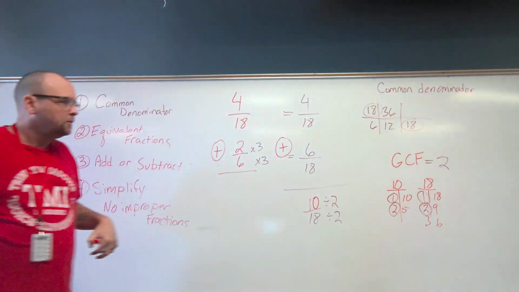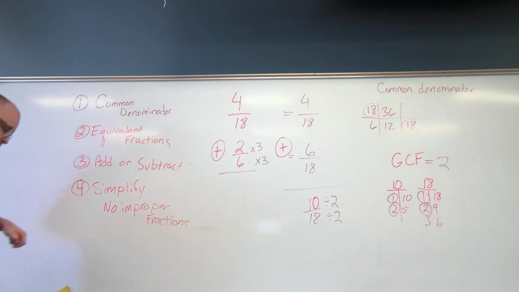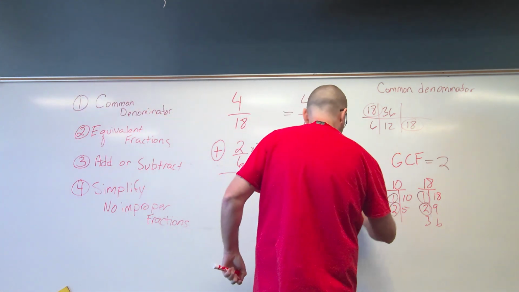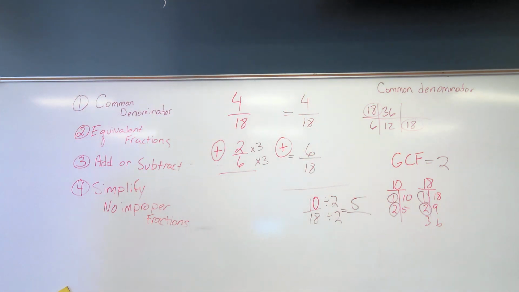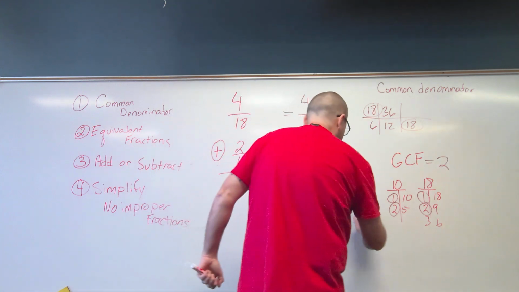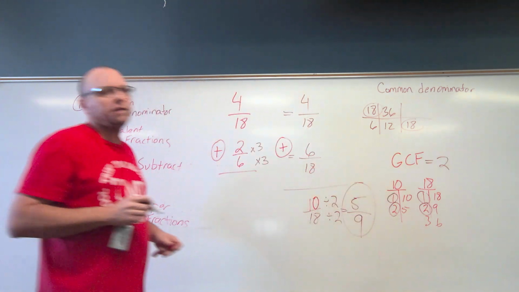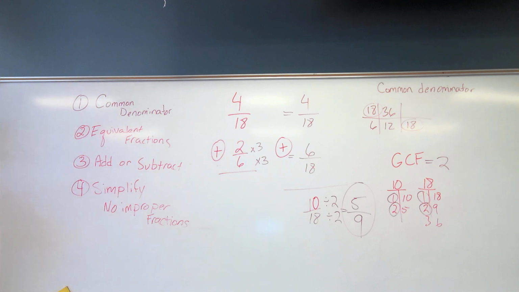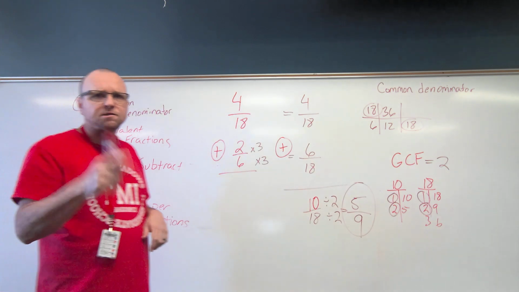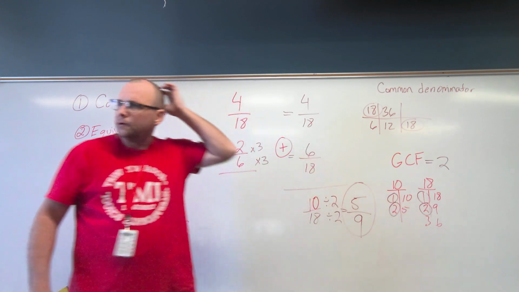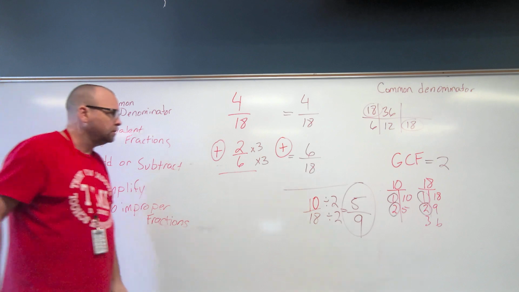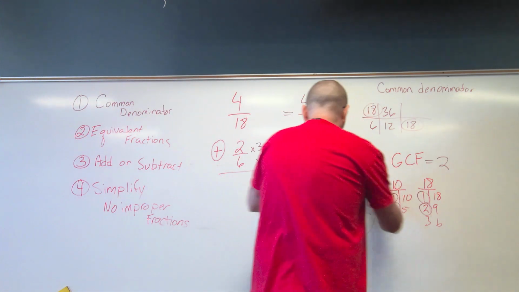What is 10 divided by 2? 5. What is 18 divided by 2? 9. And since we did divide by the greatest common factor, the answer for that problem is 5/9. Is it proper or improper? Proper. So I don't need to mess around. It'd be improper if the numerator is not smaller than the denominator. That would be improper.